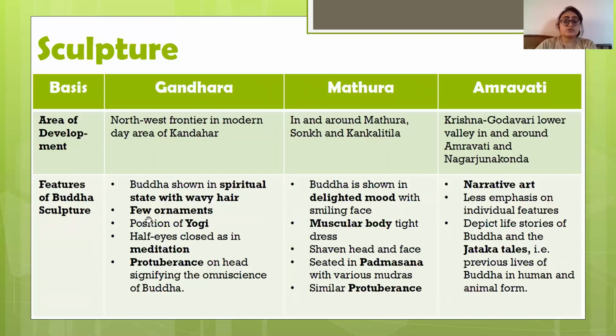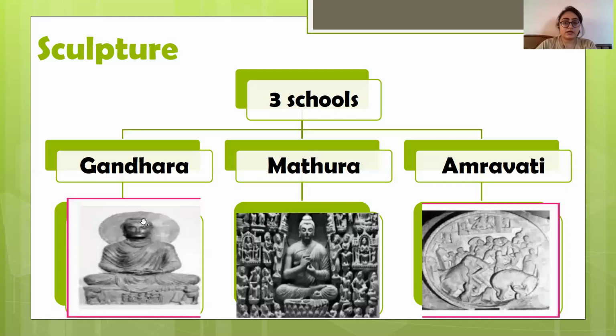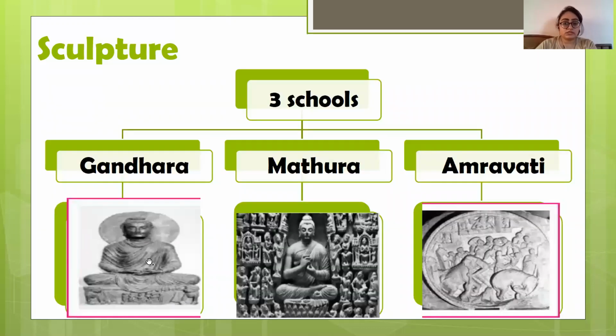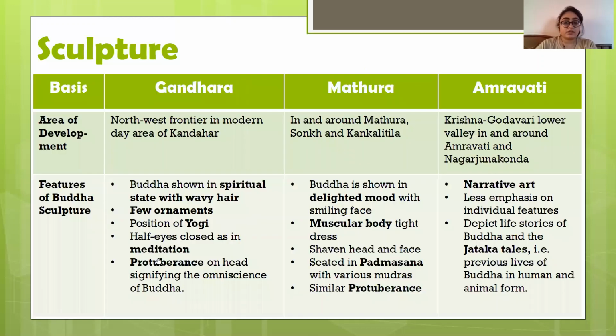He is wearing few ornaments in the Gandhara sculpture. If you can see, very few ornaments can be seen, or no ornaments even, you can say. Then he is in the position of a yogi, doing meditation. Half eyes are closed as in meditation, and a protuberance on the head signifies the omniscience of Buddha.